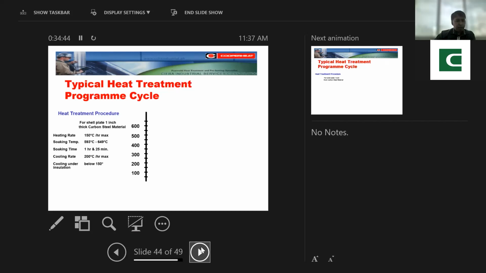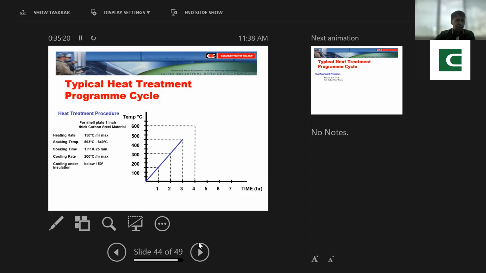So this is the example graph following your procedure. So for every hour, 150 degrees centigrade ang takbo ng ating heating. Another hour, nasa 300 na siya kasi 150 per hour. So at 2 hours, nasa 300 na siya. At 3 hours, nasa 450 na siya. Until 4 hours, na-achieve na natin yung 600 degrees centigrade. So we finish the heating rate after 4 hours.